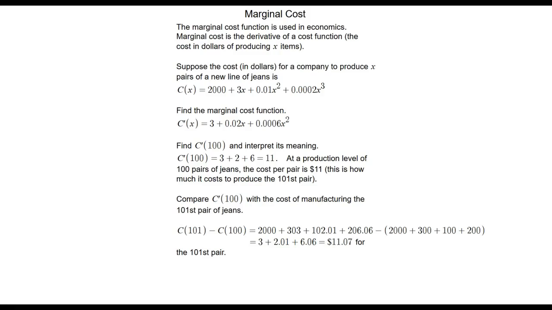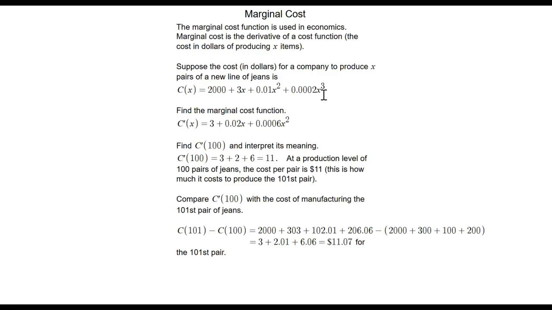An example from economics is something called marginal cost, and that's the derivative of a cost function, production cost often for manufacturing. So this is our cost function, and this is the cost in dollars for a company to produce x pairs of a new line of jeans. The marginal cost is the cost to produce the next pair of jeans.